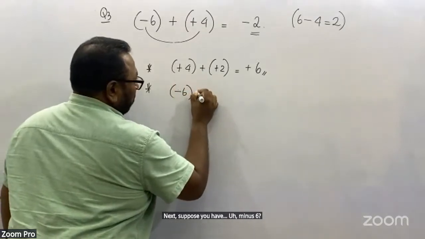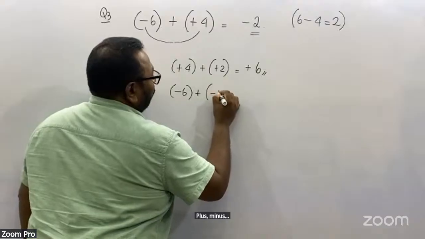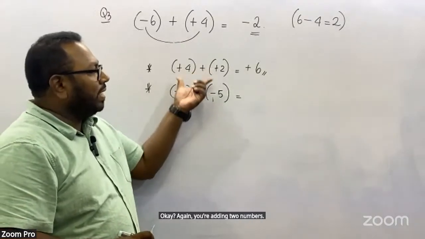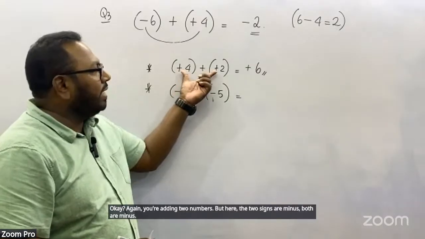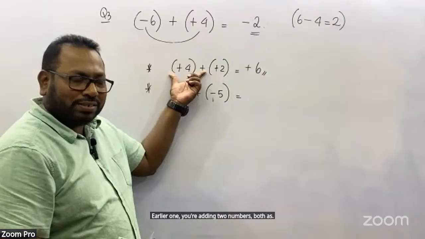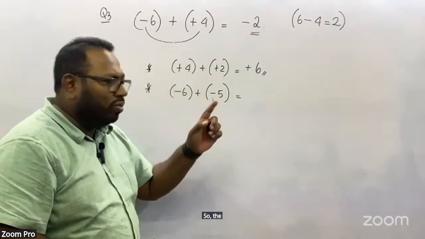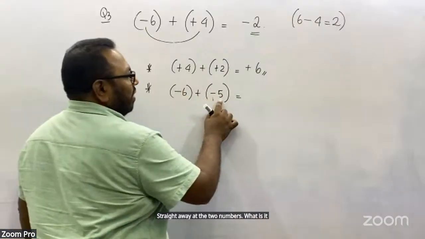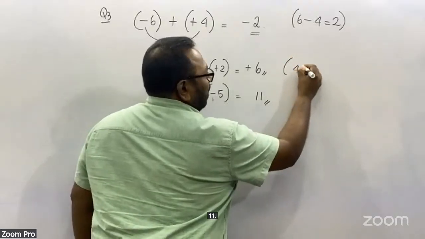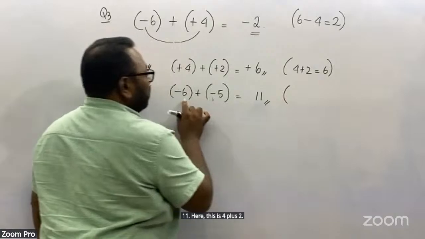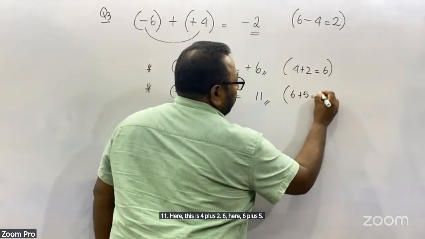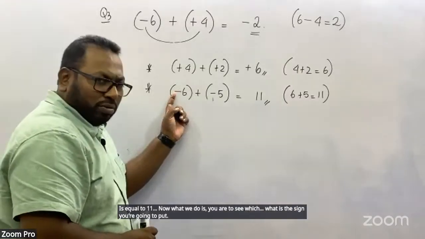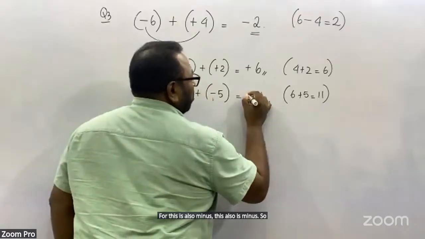Next, suppose you have minus 6 plus minus 5. Again you're adding two numbers, but here both signs are minus. Earlier, you were adding two numbers where both the signs were plus. Here both are minus. So when the signs are the same, straight away add the two numbers. 6 plus 5 is 11. Here this is 4 plus 2, 6. Now you have to see what sign you are going to put. This is minus, this also is minus. So in your answer also you have to put a minus sign.